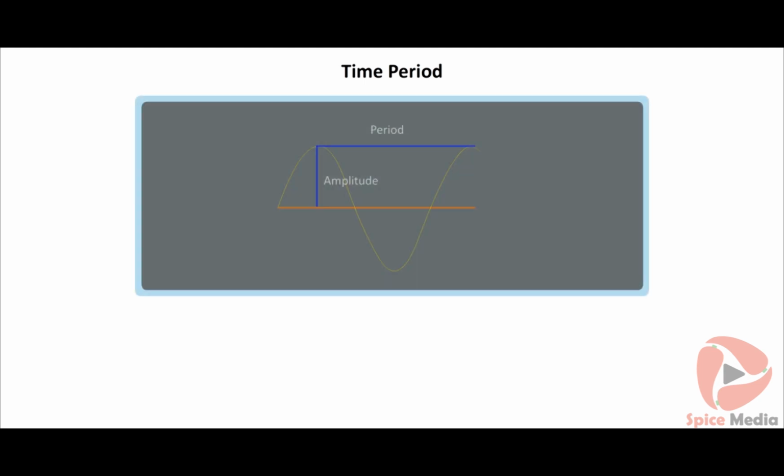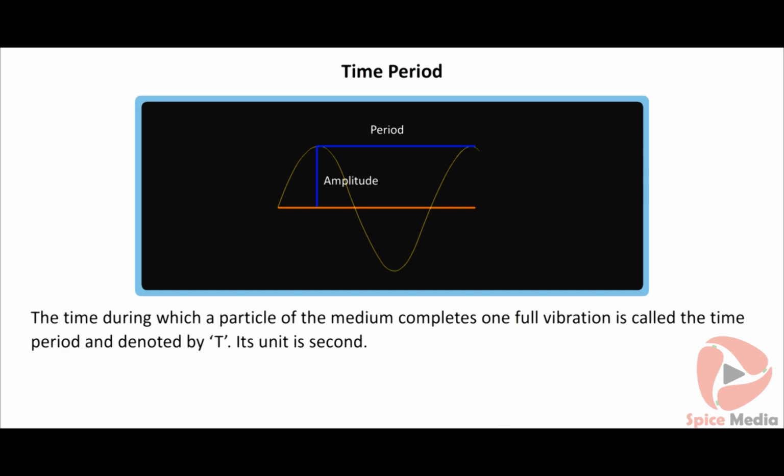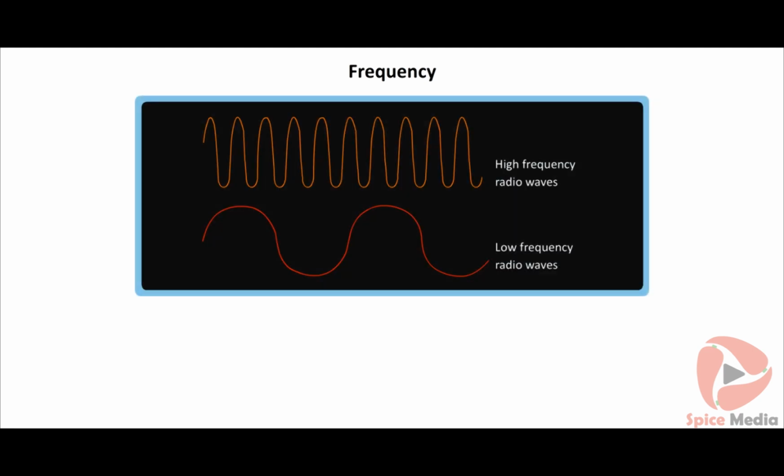Next, we will learn about time period. Time period is the time taken by the wave to complete one full vibration. Time period is denoted by the letter T. Its unit is second.